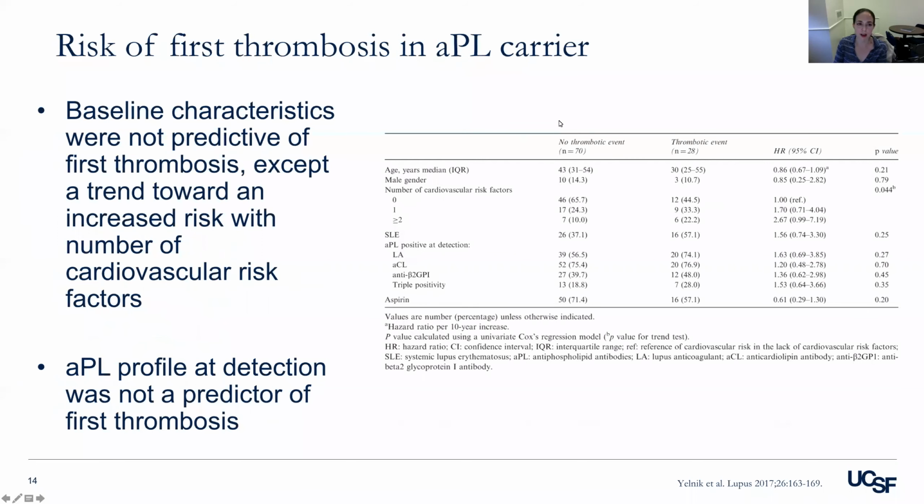When they looked at what were predictive factors of thrombosis in these individuals, they found that the baseline characteristics, which is outlined here in this table, were not predictive of first thrombosis, and that includes their antiphospholipid antibody profile, again, at baseline. There was a trend towards increased risk for thrombosis in patients based on their number of cardiovascular risk factors, but this didn't reach statistical significance.